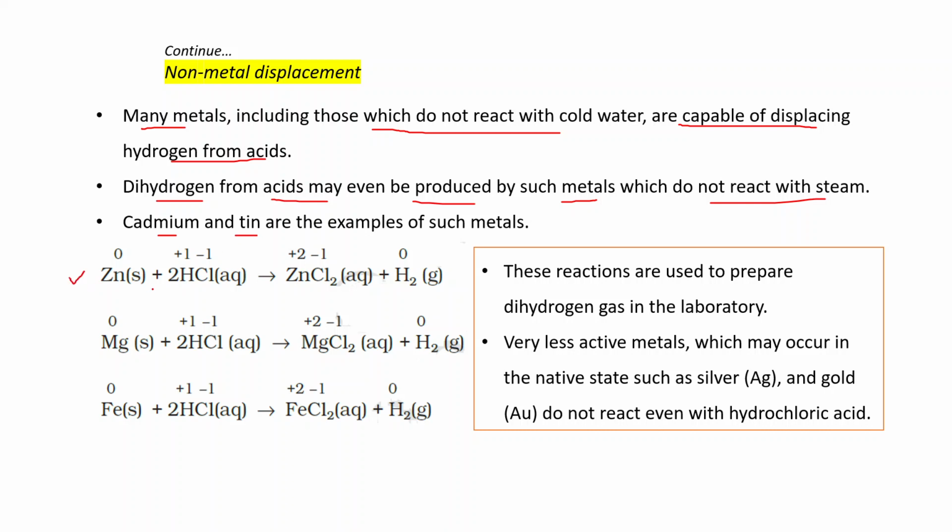Like zinc, when reacting with HCl, it will form ZnCl2 plus H2. Now again see, zinc from 0 to plus 2. Increase in oxidation number is oxidation. And hydrogen from plus 1 to 0. Decrease in oxidation number, reduction. Magnesium plus HCl gives MgCl2 plus H2. Iron plus HCl gives FeCl2 plus H2. These reactions are used to prepare dihydrogen gas in the laboratory.